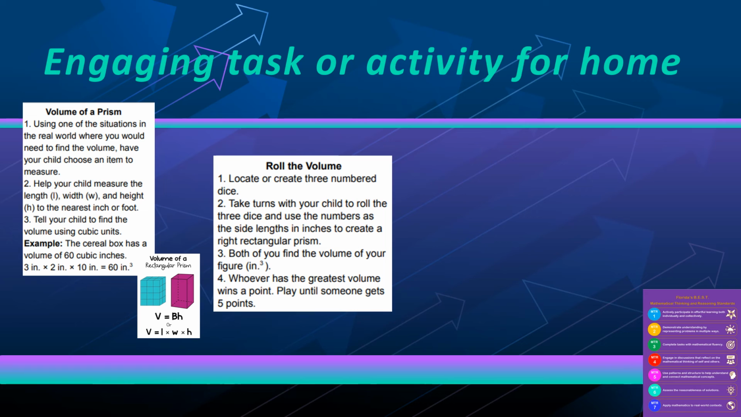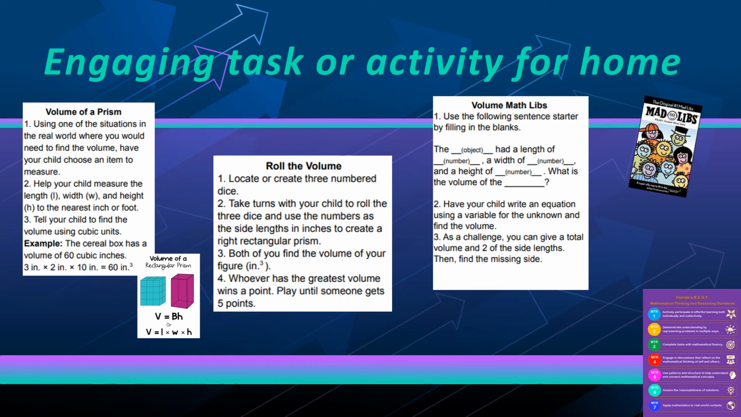In the next activity titled Roll the Volume, players will roll a die 3 times to represent the 3 dimensions. After each player multiplies their 3 numbers, the players with the highest volume earns a point. Whoever reaches 5 points first is declared the winner.